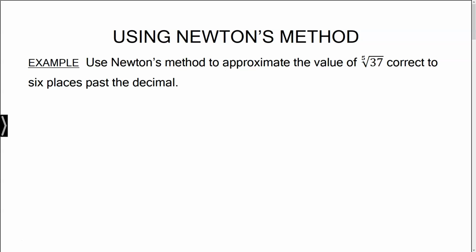It says, use Newton's method to approximate the value of the fifth root of 37, correct to 6 places past the decimal. Okay, so first of all, there's no function given here, so we have to translate this into what the function is going to be. So we're really trying to find an approximation for x equal to the fifth root of 37. Now, you can look at this as declaring a value of x, but you can also look at it just as an equation. And as an equation, it's actually equivalent to x to the fifth is equal to 37.